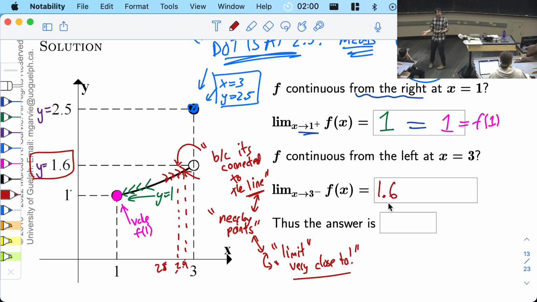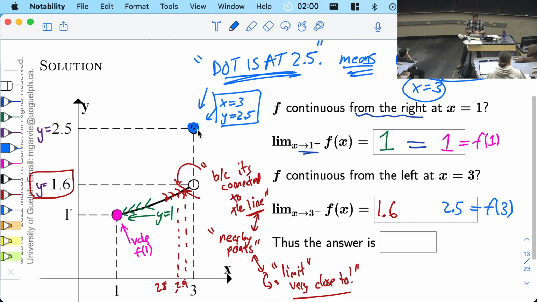The other half of the discussion is something that we already talked about, which is what is the value of f of 3? And that was 2.5. So that's this value over here, the dot being at 2.5. So the limit is 1.6, but the value of the function is 2.5. This is really an important thing to get clear in your head: what is the difference between the value of the limit and the value of the function? How are they defined? What do they mean?